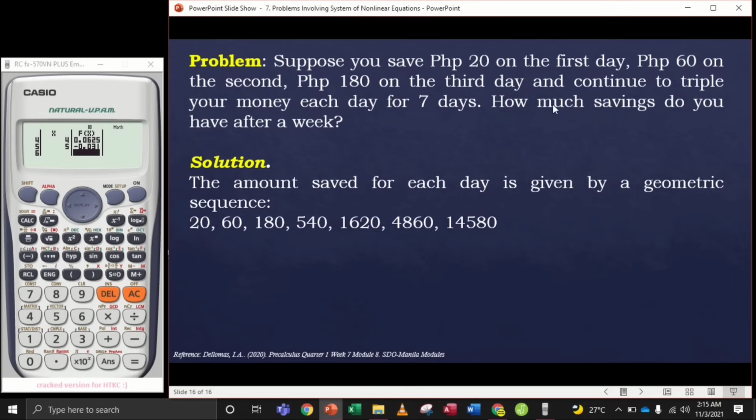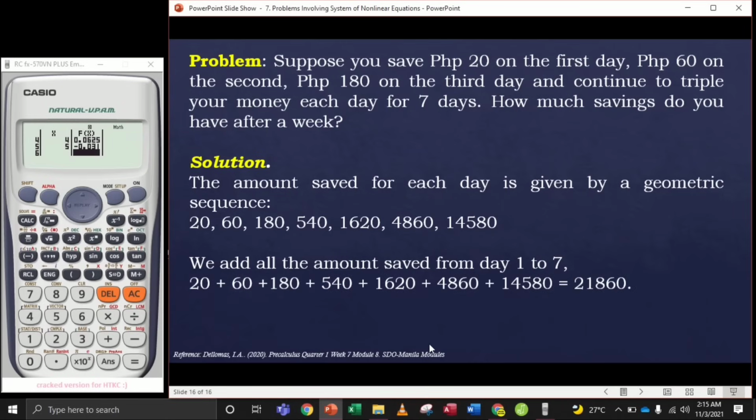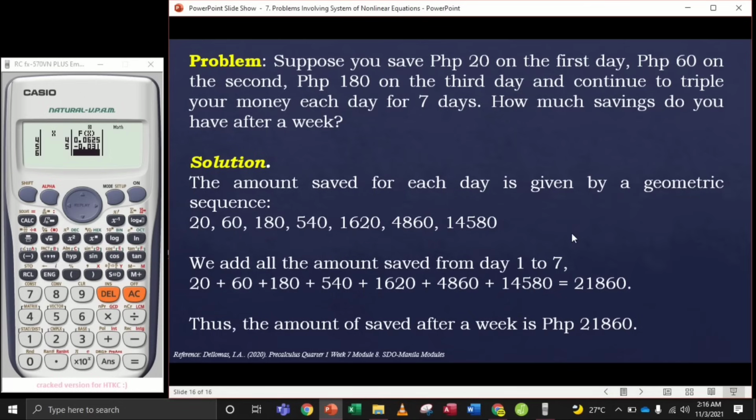So, ang tinatanong, magkano yung naipon niya after a week? Okay, so ang gagawin lang, i-add lang natin ito. Okay, so we add all the amounts saved from day 1 to day 7. So 20 plus 60 plus 180 plus 540 plus 1,620 plus 4,860 plus 14,580. So ang na-save niya is 21,860. So ibig sabihin, the amount saved after a week is 21,860 pesos.